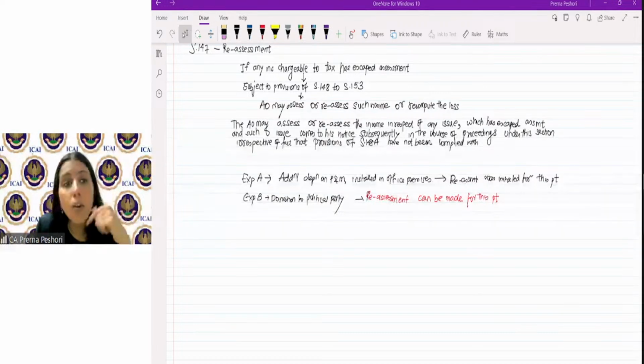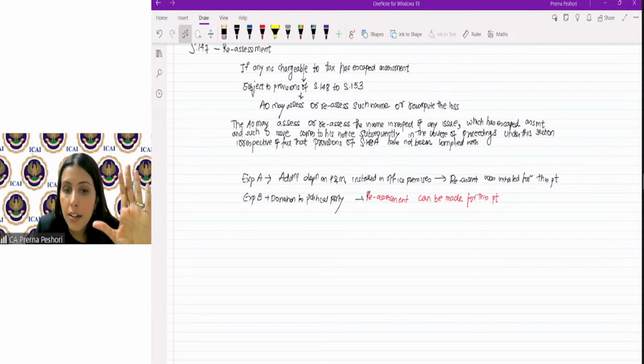Because the point here is my original issue with which the assessment was started, that itself is now not present. Now I am proceeding with some other issue only. Are we getting this point clearly? So the reassessment cannot survive in that case. Yes or no? Any questions so far? Yes.